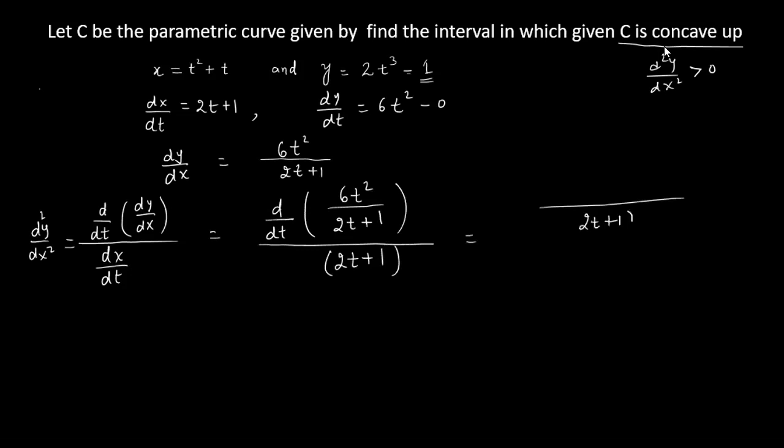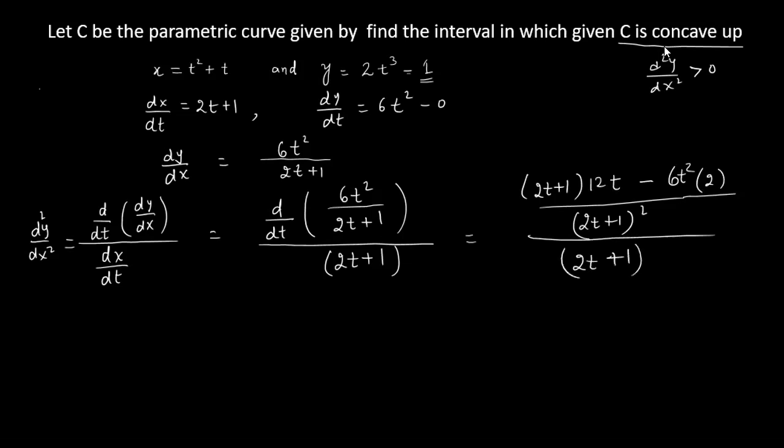This is (2t plus 1) whole squared, 2t plus 1 into the derivative of 6t squared, which is simply 12t, minus 6t squared into the derivative of 2t plus 1, which is simply 2, divided by 2t plus 1. So basically these terms get multiplied again and we get (2t plus 1) cubed.